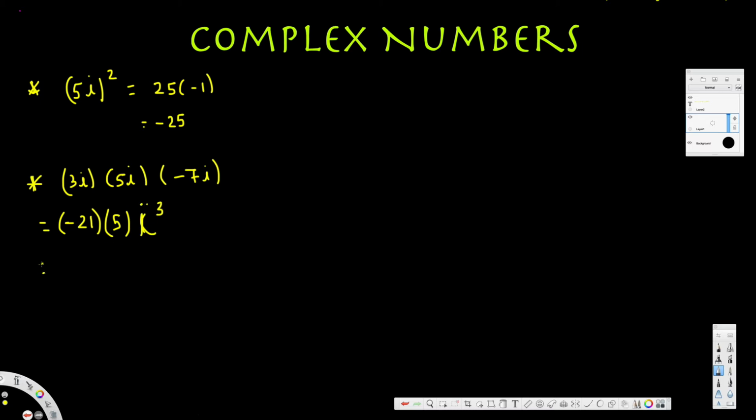Now we know that i squared is -1. -1 times i is -i. So we are going to have -21 times 5, that is 105. Since we have negatives, this is -105. And i cubed is -i, because i squared is -1 and one i remains, so -1 times i, -i. -i times -105, we will get positive 105i, and that's the answer for this one.